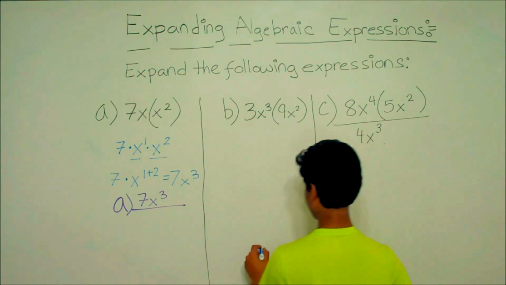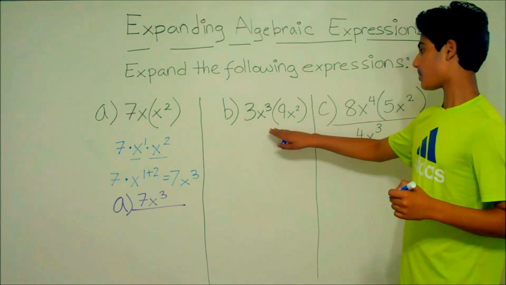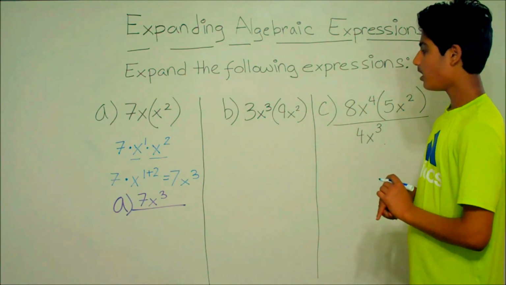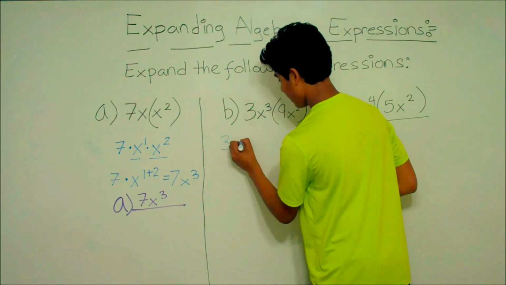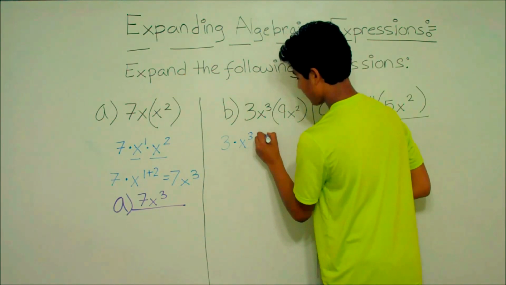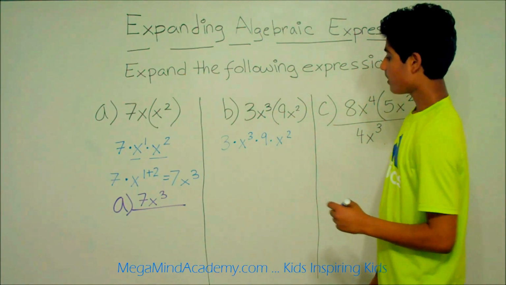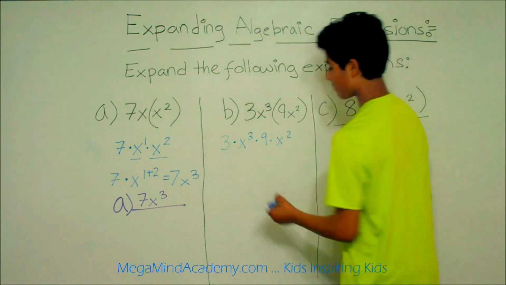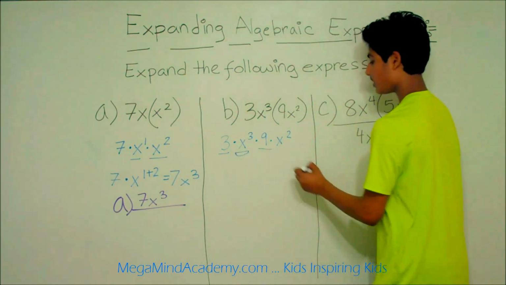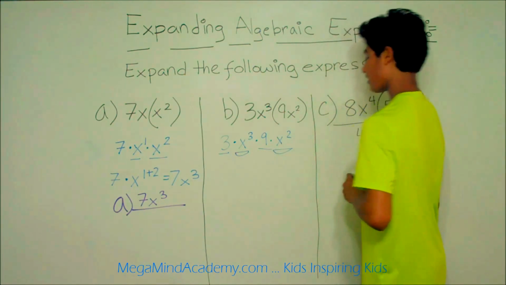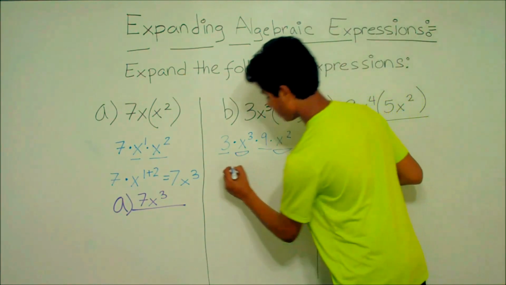Now let's move on to question B. Question B is 3x cubed times, in parentheses, 9x squared. So let's rewrite this. We have 3 times x cubed times 9 times x squared. So let's combine like terms. We have 3 and 9, and then we also have x cubed and x squared. Let's first start by combining the numbers. We have 3 times 9, which is equal to 27.